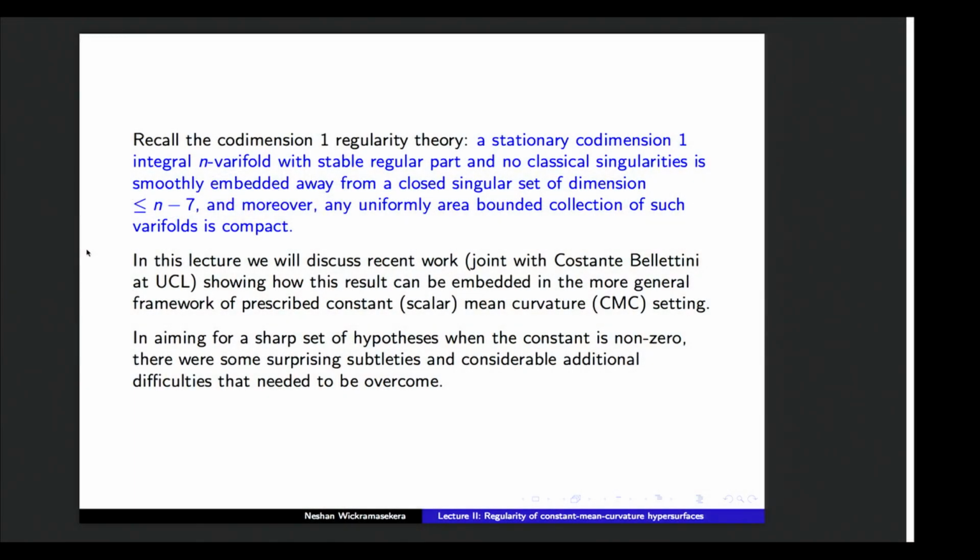So first, let's just recall what we heard in the last lecture. The regularity theory says that in codimension 1, if you have a stationary integral varifold with stable regular part and no classical singularities, then the singular set is codimension 7.